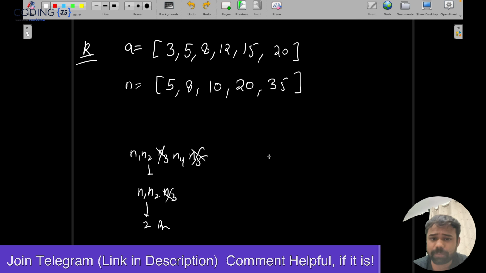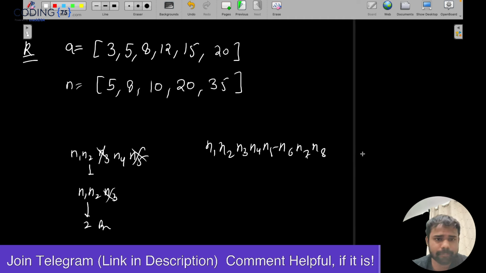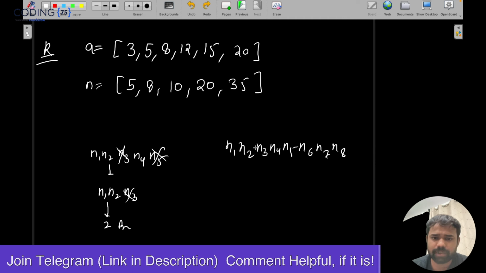Similarly, when there are 8 players, n1 through n8, first she will kick the 3rd player, then the 5th player, then the 8th player. Now 5 players remain, and they stand in the queue again. For these 5 players, she will again kick the 3rd and the 5th player. Now 3 players remain. Again she kicks the 3rd player, and just 2 players remain. So again the answer is 2.